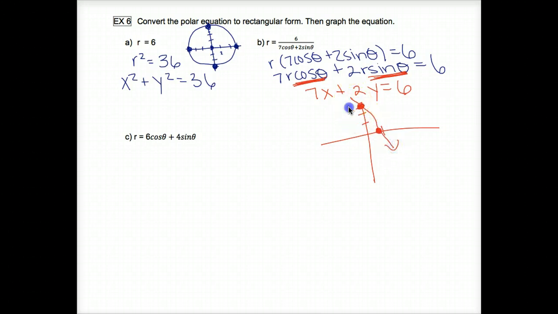I'm so sorry. I'm not feeling my best, and that is terrible looking. So sorry. That's supposed to be a line. We're just going to pretend.